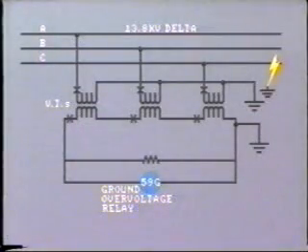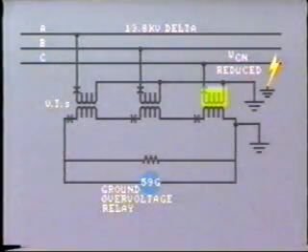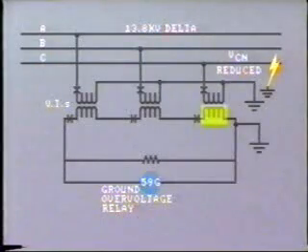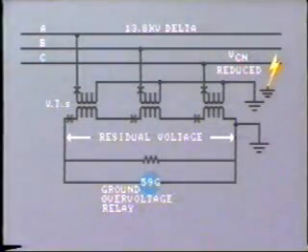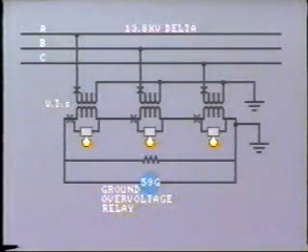Now, in the case of a ground fault on one of the lines, the voltage to ground on that phase is reduced. This reduces the voltage across the primary of that phase. This will cause a reduction of voltage in the associated secondary. Hence, a residual voltage will appear across the ground over voltage relay to cause operation. Additionally, indicating lamps can be placed across each secondary, thereby giving indication of which particular phase is grounded.